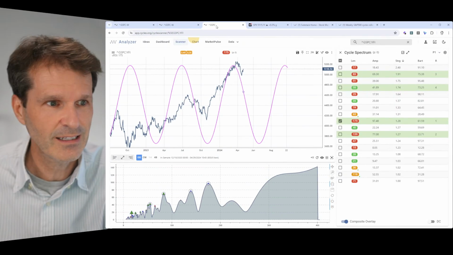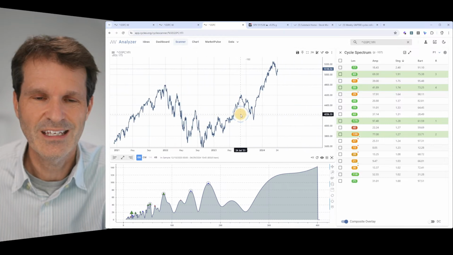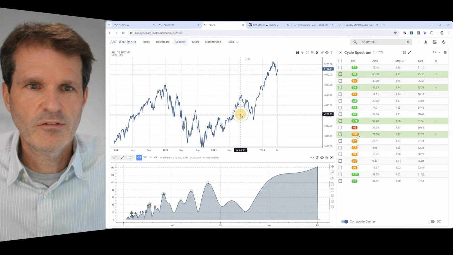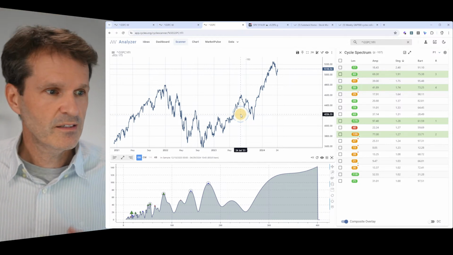So we do the same procedure. A cycle analysis follows a clear guideline here. We use the same procedure, now using the daily cycles. Yeah, let's start with a fresh chart. So this is the current daily S&P 500. Same starting point, 850 bars, daily chart.